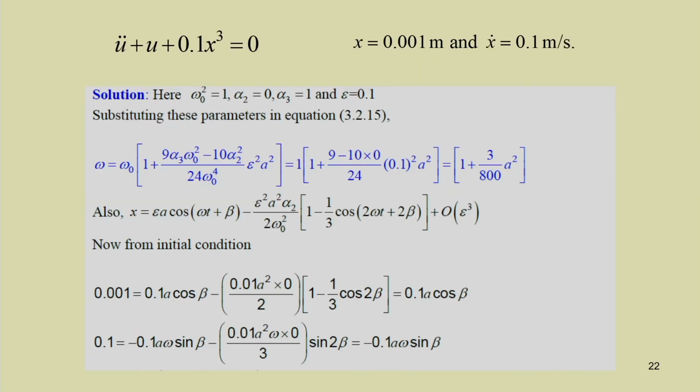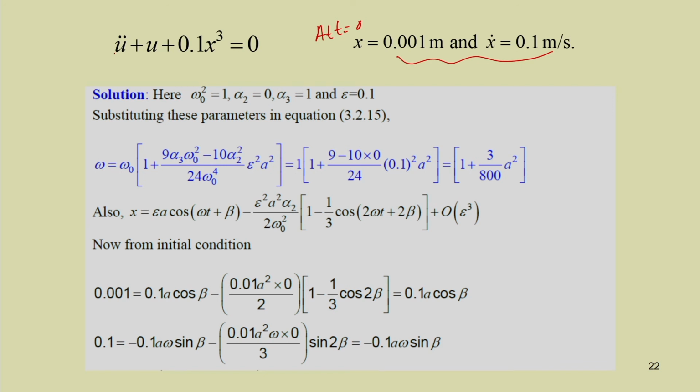Let us solve this equation: u double dot plus u plus 0.1 u cubed equal to 0. At t equal to 0, x equal to 0.001 and x dot equal to 0.1. These are the initial conditions given to us, and now by using this Lindstedt-Poincare method we want to solve it. Let us take this equation in terms of x.